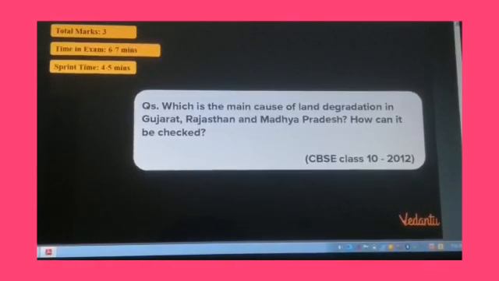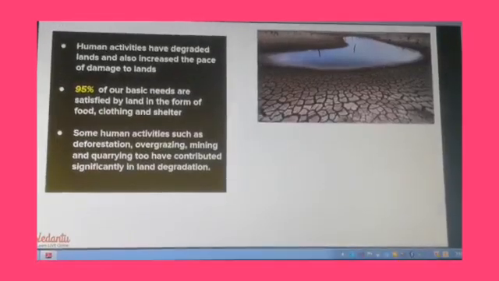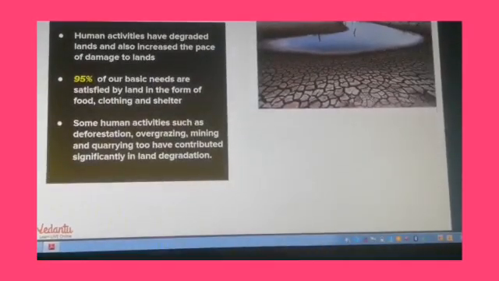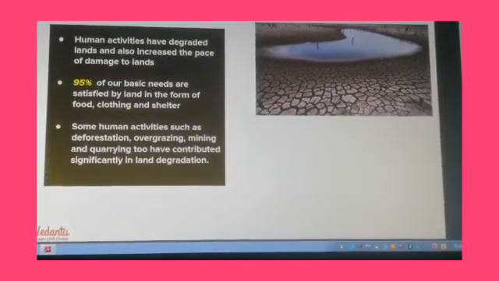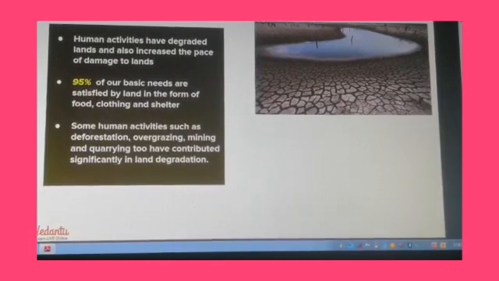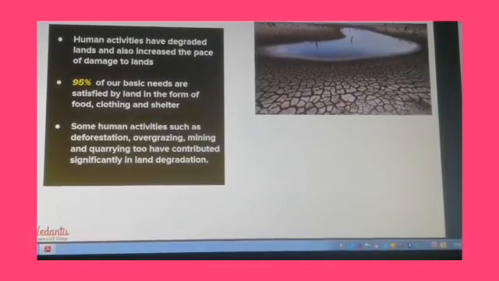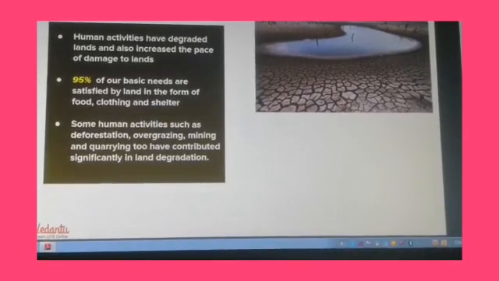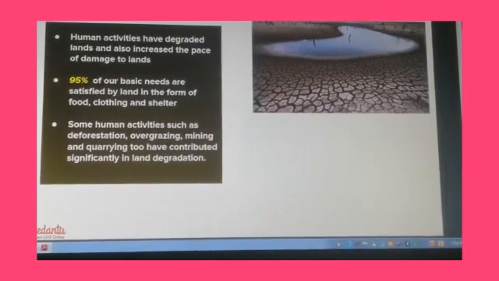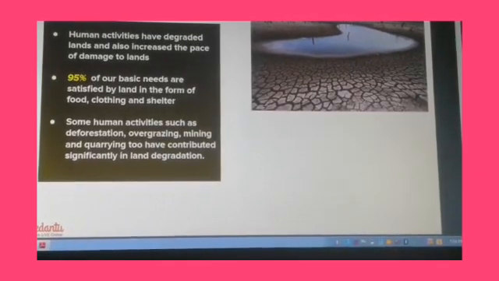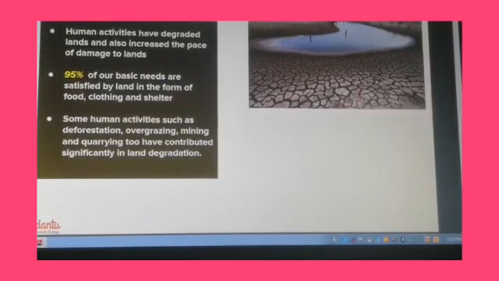How can it be checked? Human activities. Human activities have degraded lands and also increased the pace of damage to lands. 95% of our basic needs are satisfied by land in the form of food, clothing, and shelter. Some human activities such as deforestation, overgrazing, mining, and quarrying have contributed significantly to land degradation.